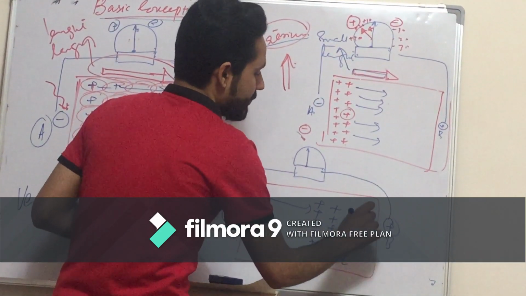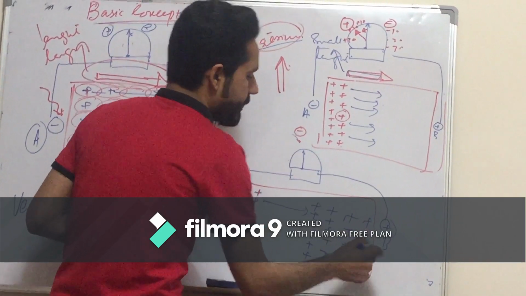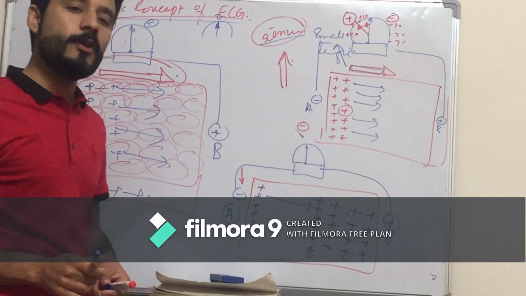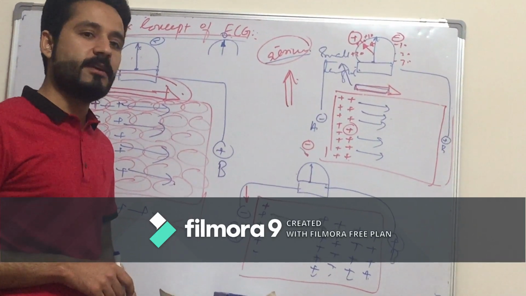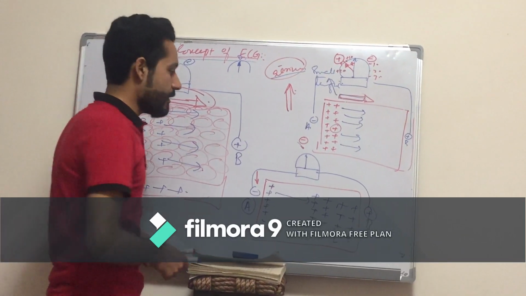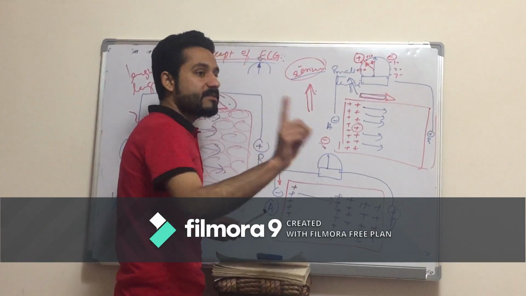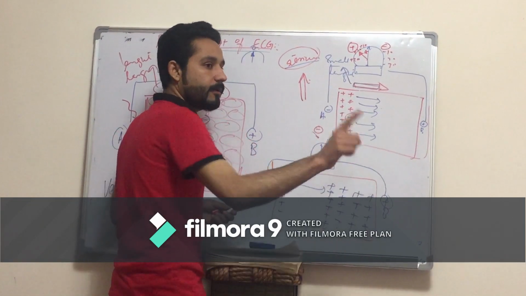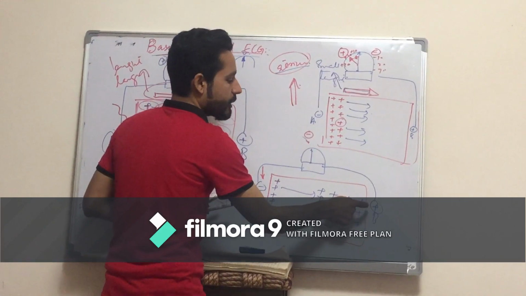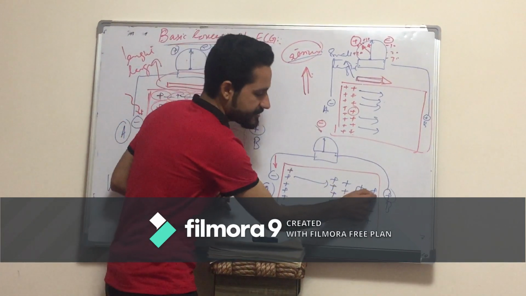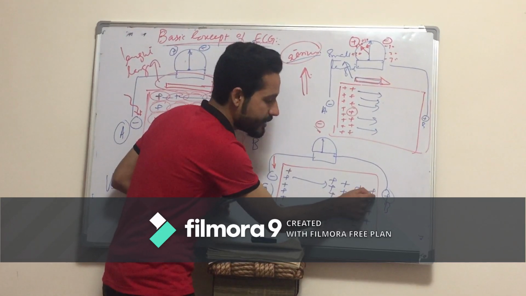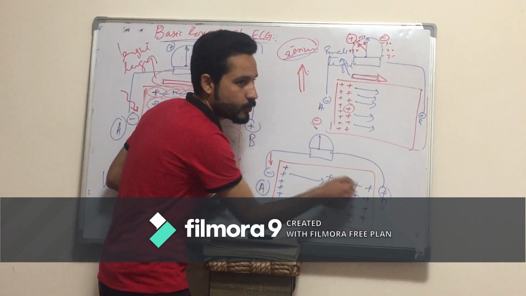Now, when the myocardial cell is completely depolarized, obviously for a complete action potential there will be repolarization. The repolarization will start from the end where the depolarization ends. The depolarization ends at that point, so obviously the repolarization will start from this point.